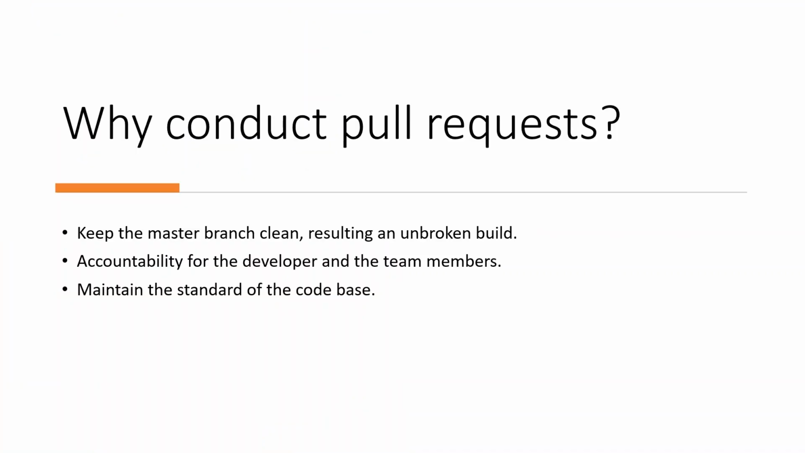Next we move on to understand why we need to conduct a pull request. Basically, there are three things I have understood. Mainly, to keep the master branch clean. We rarely interact with the master branch directly. We do not push any changes to the master branch if the code is broken or if you have issues. Until we have a proper code review, we do not push the code into the master branch.